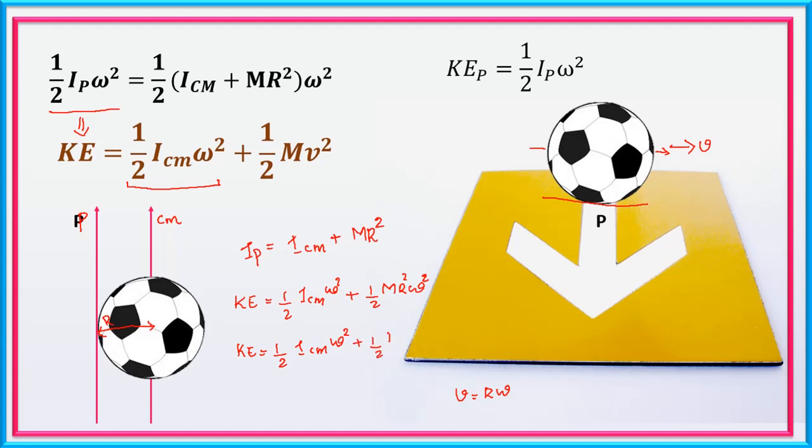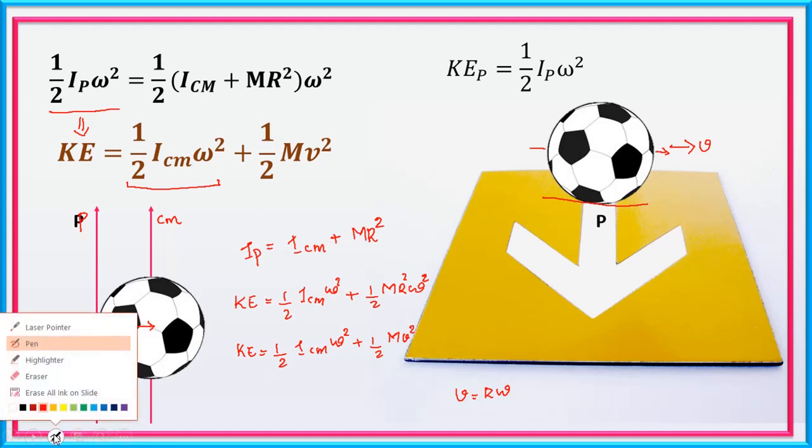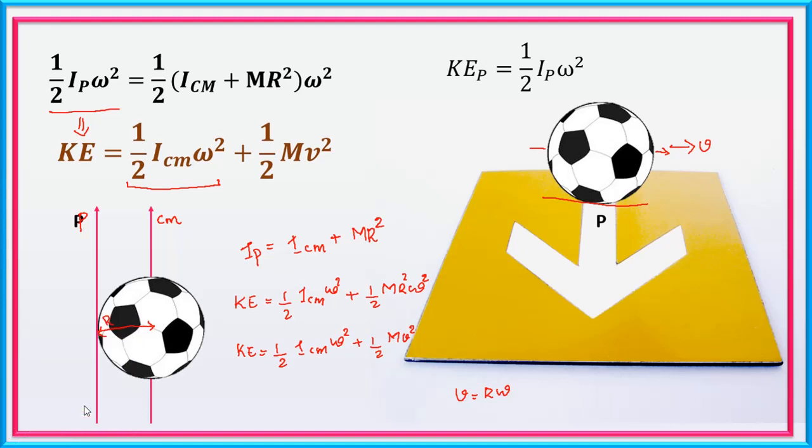half mv square. We already know the moment of inertia of a rotating body. This is what we have already found. This is the moment of inertia. This is the kinetic energy of a rotating body. And this is the kinetic energy of a body which is moving in a straight line, that is translational.